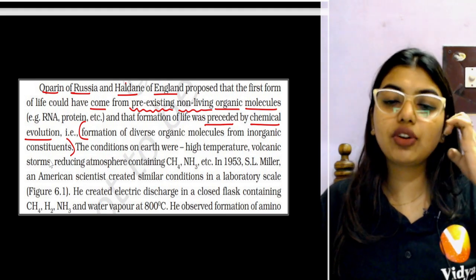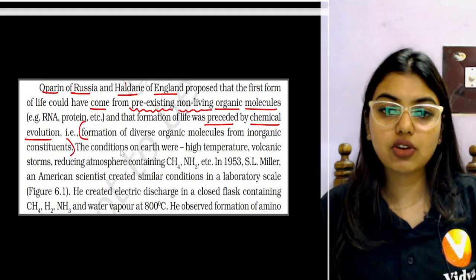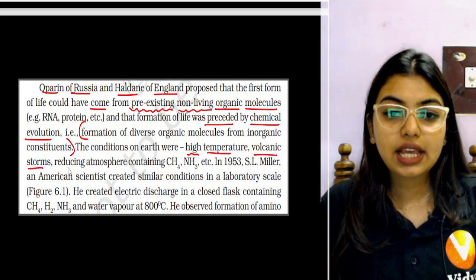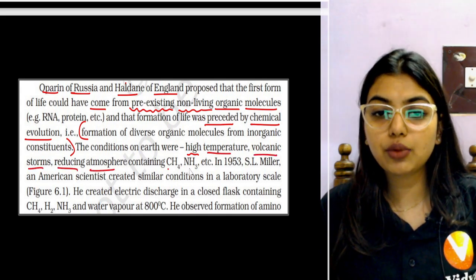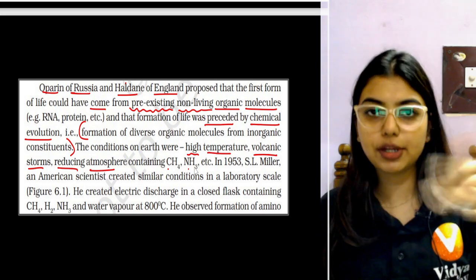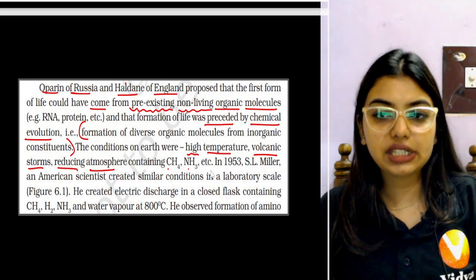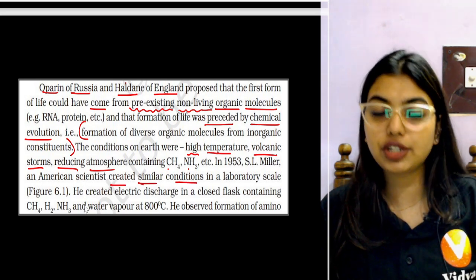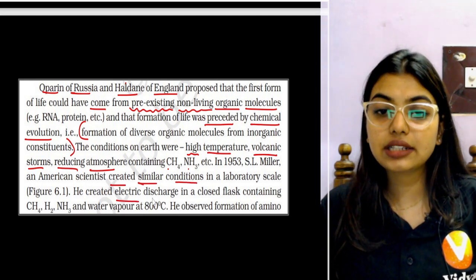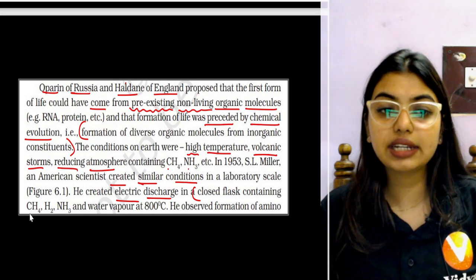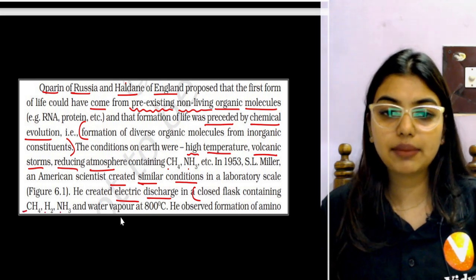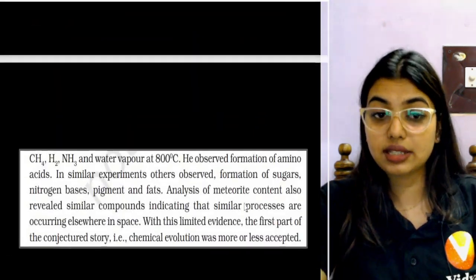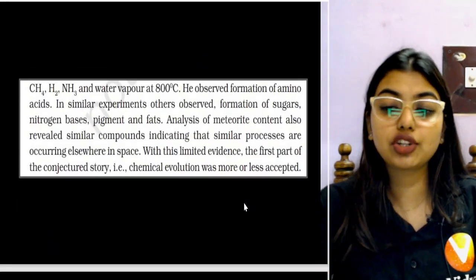The conditions on Earth were high temperatures, volcanic storms, reducing atmosphere containing ammonia and methane, carbon dioxide, water vapor. In 1953, S.L. Miller, an American scientist, created similar conditions on a laboratory scale. He created electrical discharge in a closed flask containing methane, at 800 degrees Celsius. He observed the formation of amino acids.